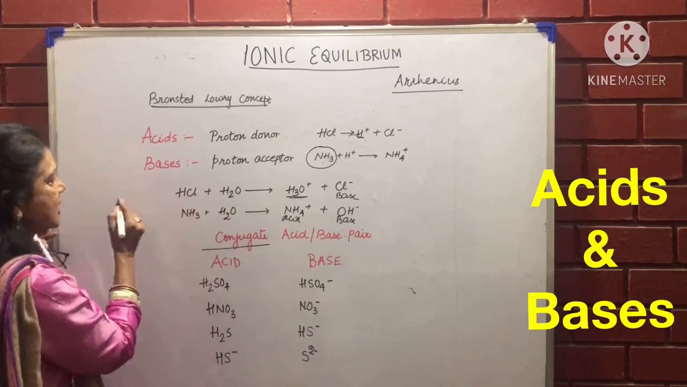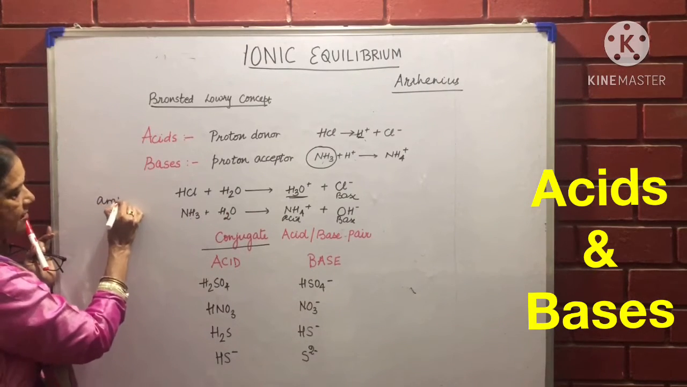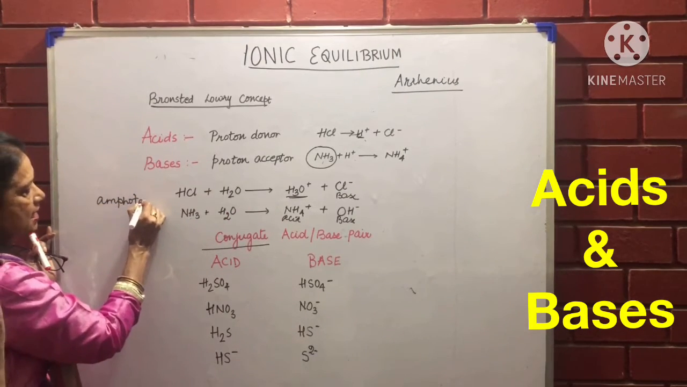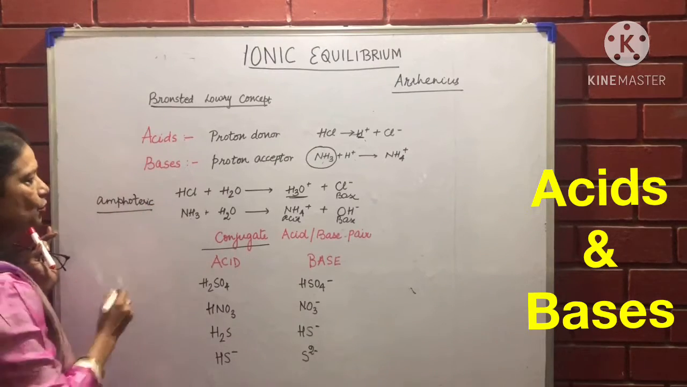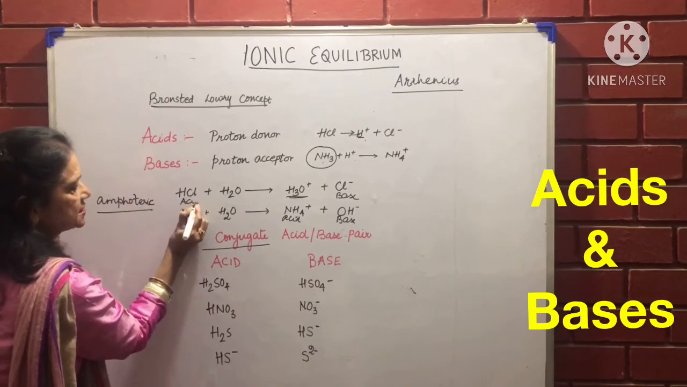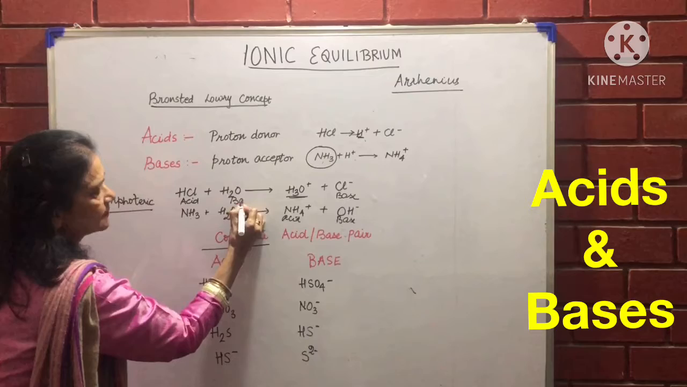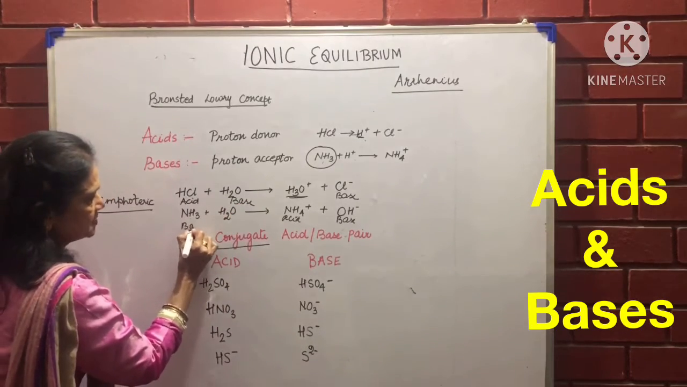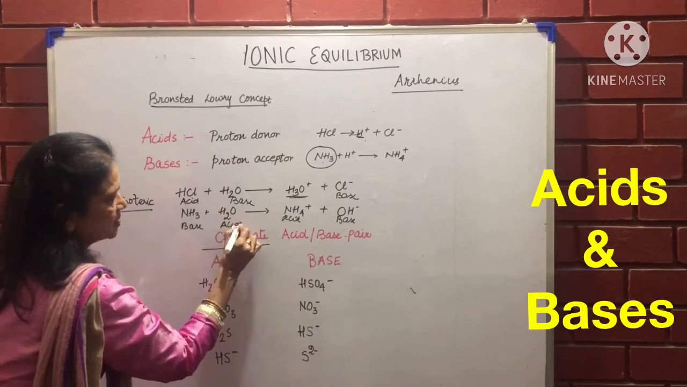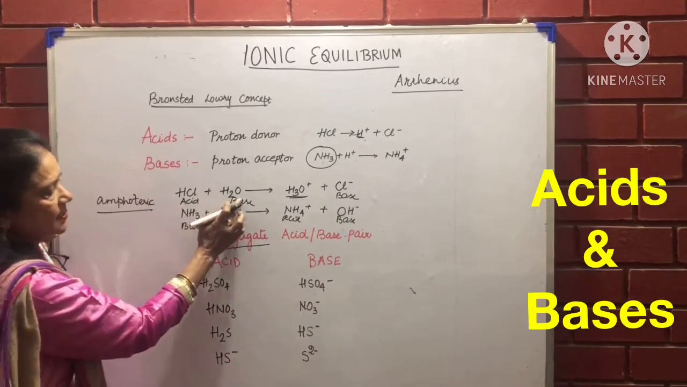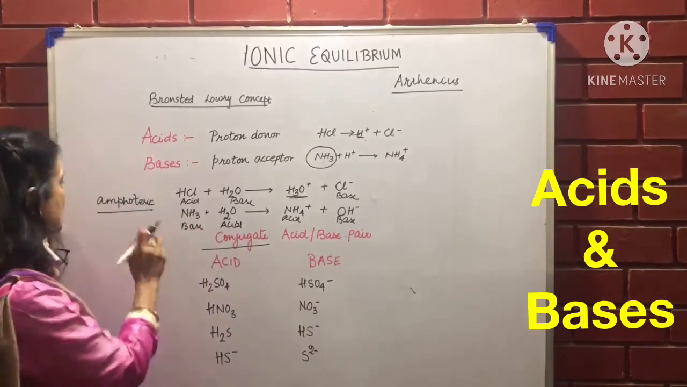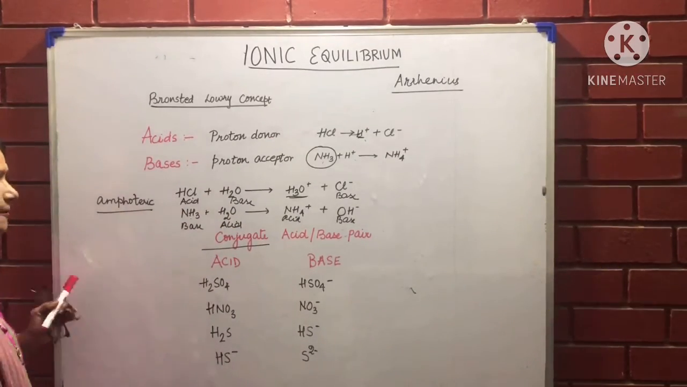And water is amphoteric in nature. Amphoteric means it can act as an acid and a base both. Here this is the acid, this is the base. Here this is the base and this is the acid. So water can act as a base, it can act as an acid, so it is called amphoteric.